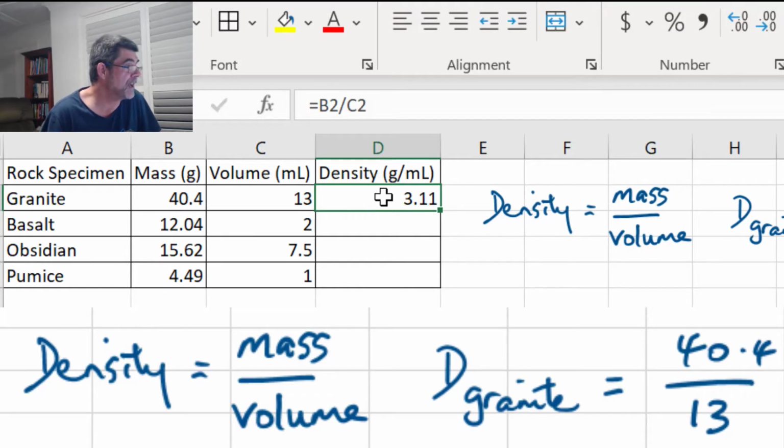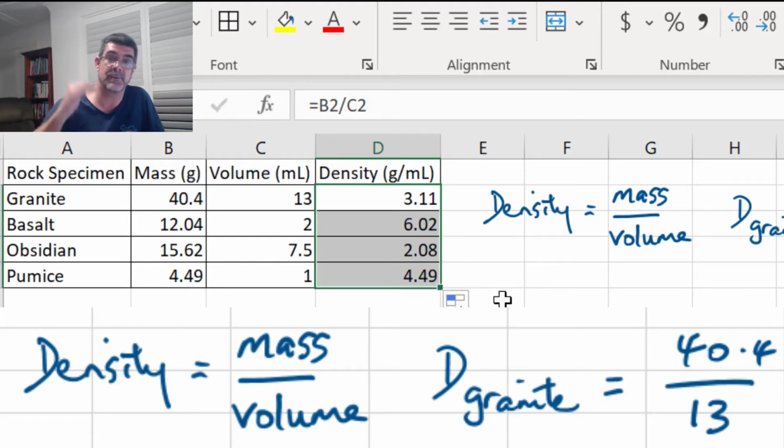So I'm going to save a little bit of trouble by just turning this into a little plus sign and dragging it down. And when I do that, it'll bring the formula down into each one. So what you can see is 6 for the basalt, 2 for the obsidian, and 4 for the pumice. Now there are some interesting things that have happened here.